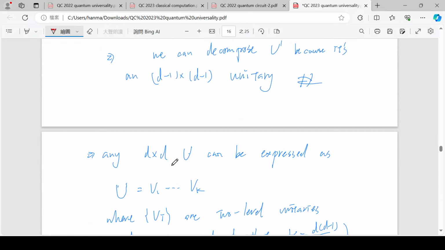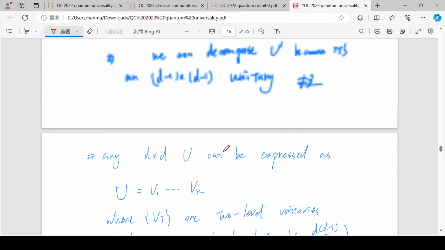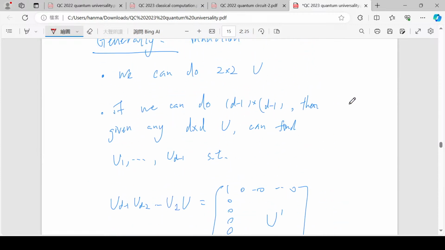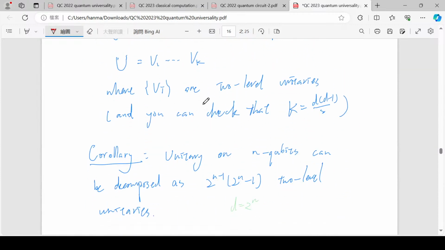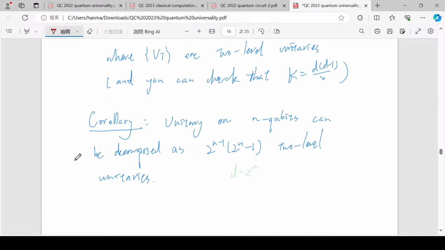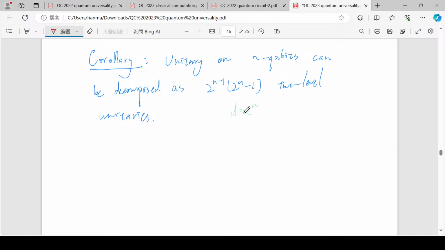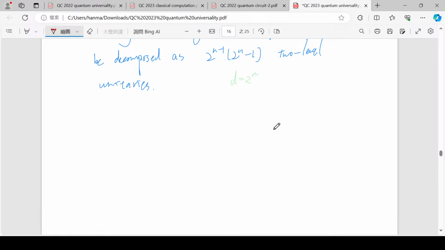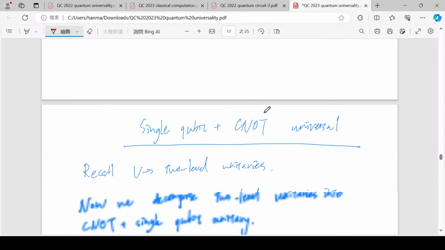And you count how many unitaries you need to use, as it is recursive. From level d to level d minus 1, you need d minus 1. From d minus 1 to d minus 2, you need d minus 2, etc. You add them together, and the number is this quadratic number, d times d minus 1 divided by 2. As a corollary, for n qubits, d equals 2 to the n, so you need a lot of unitaries. This is an exponential number, 2 to the n times 2 to the n minus 1, divided by 2. It's exponential, but it's doable. It's expensive, but it's doable.